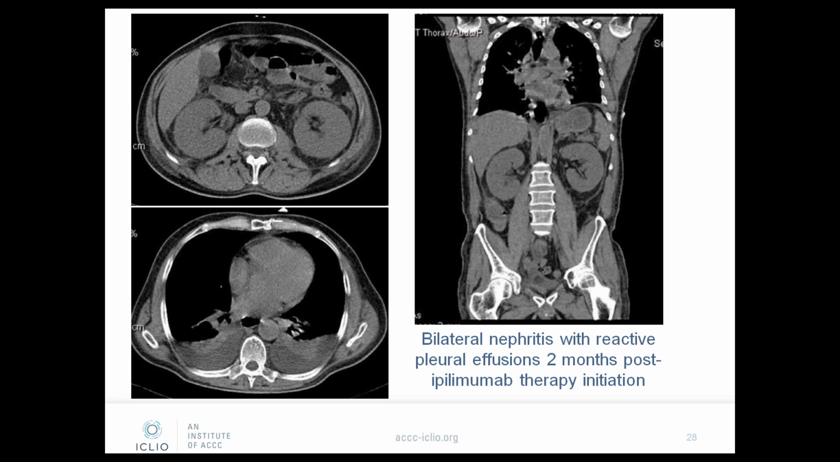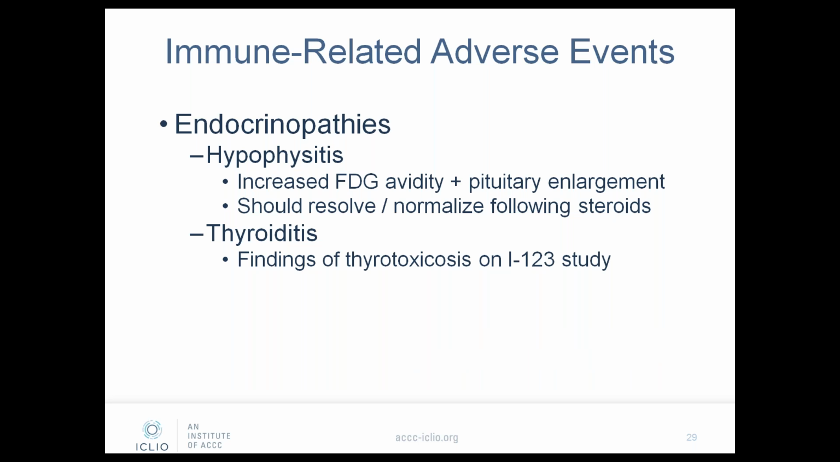Next slide. I want to show a quick example of hypophysitis, where you'll see increased FDG uptake and pituitary enlargement. And again, just like most of these immune-related adverse events, they resolve or get better following steroids. Most patients are going to be on steroids anyway during the course of treatment. So whether you increase them or whatever they need, that's sort of the mainstay of treatment.